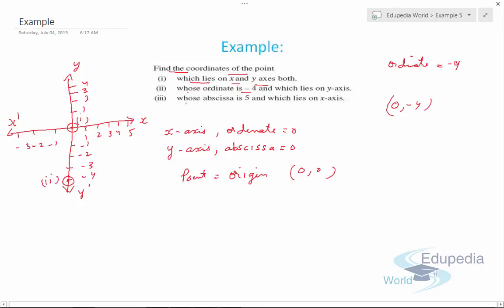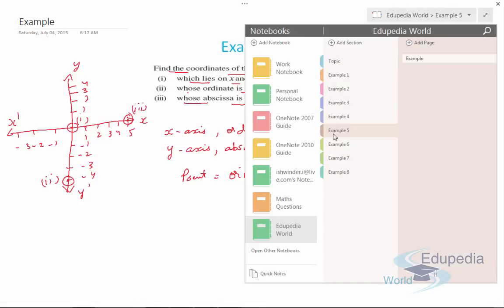Now we have to find the coordinates whose abscissa is 5 and which lies on the x-axis. If the point lies on the x-axis, its ordinate part will be 0, and it will have an x value. Clearly the abscissa is 5, so the point will be 5 and 0. The point lies on the x-axis in the positive direction, so clearly the point will be this. This is the solution for the third question. So let's move on to the next example.